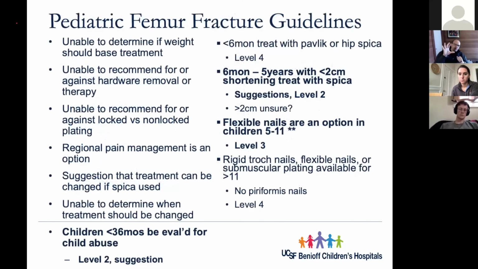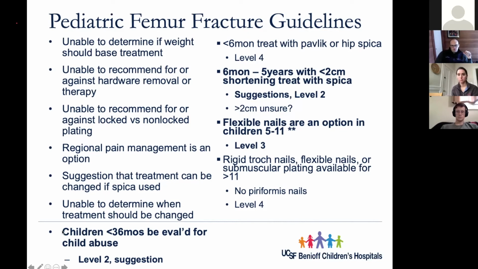I didn't have a great way of putting these onto the slide, but this is the AOS Femur Fracture Guidelines. I definitely would recommend taking a look at it. In general, there's a lot of stuff that's unable to be formally recommended. So there are a lot of guidelines, but there's a lot of unable to determine if weight should base treatment, unable to recommend locked versus non-locked plating, and so forth. The bolded ones here are the ones that really need to be held at a higher level of evidence.